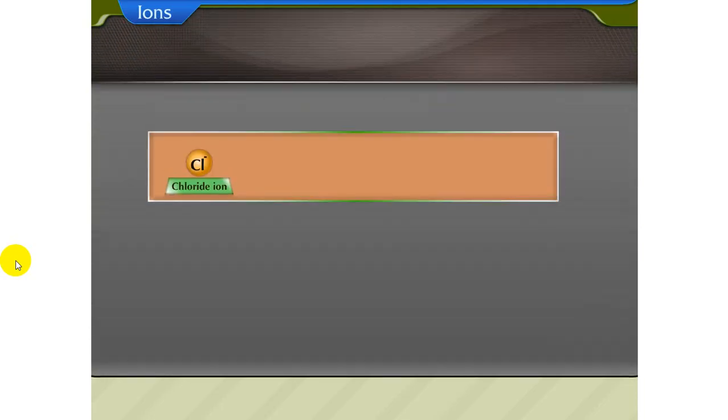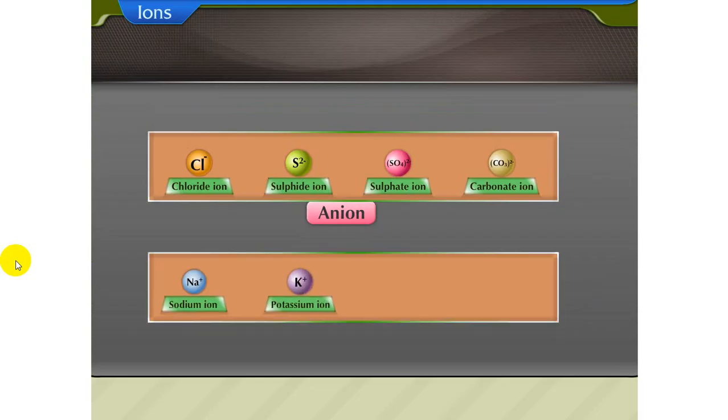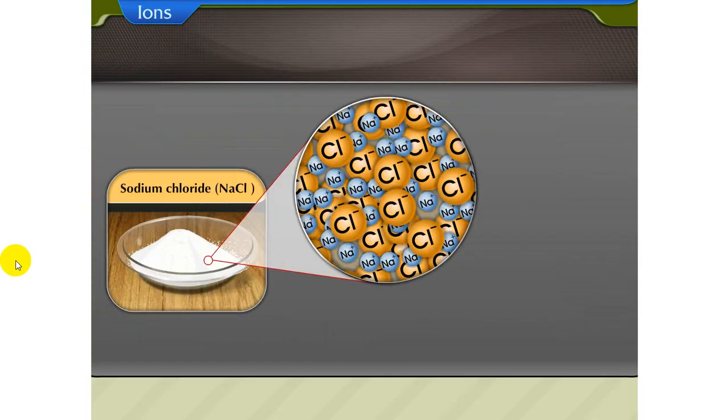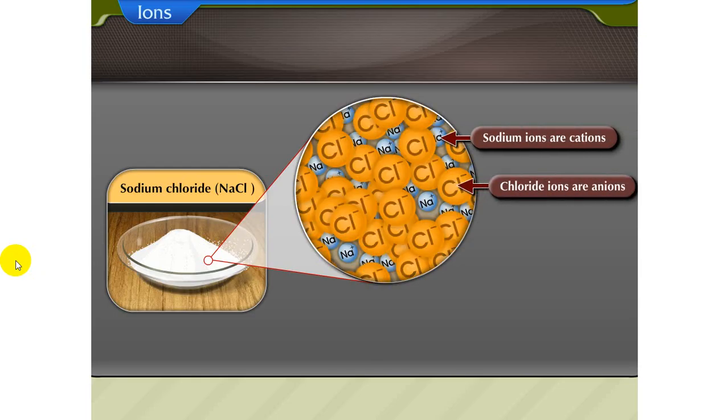A negatively charged ion is called an anion, while a positively charged ion is called a cation. In sodium chloride, the constituent particles are the positively charged sodium ions and the negatively charged chloride ions. Sodium ions are cations and chloride ions are anions.